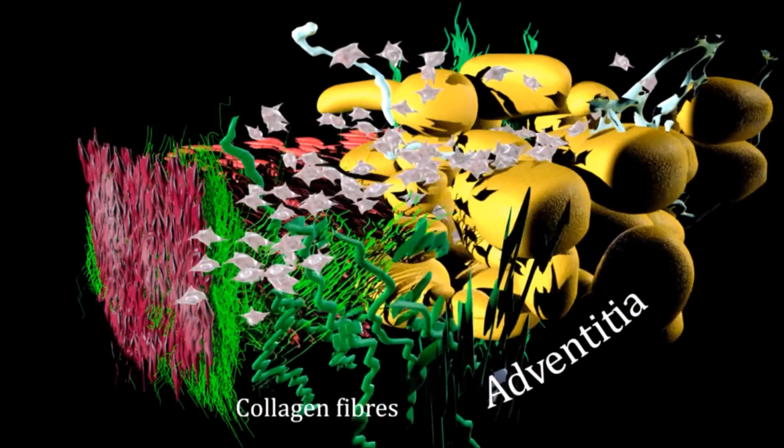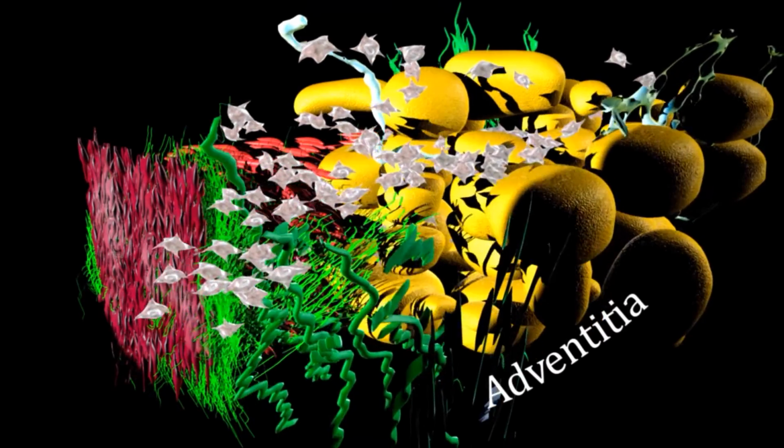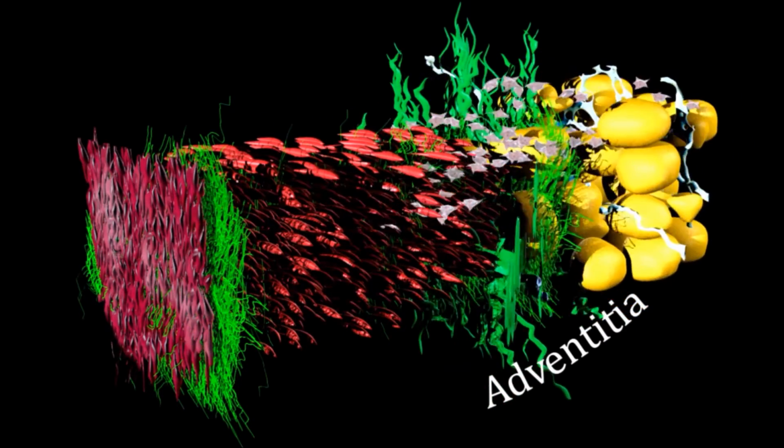Adventitia contains connective tissue and collagen fibers, which give the vessel stability, along with macrophages, adipocytes, some stem cells, and fibroblasts, whose role is to maintain the structural integrity of the extracellular matrix.